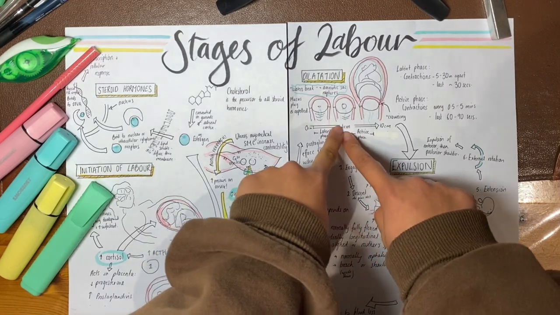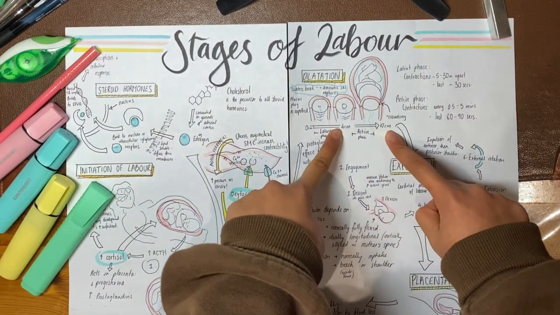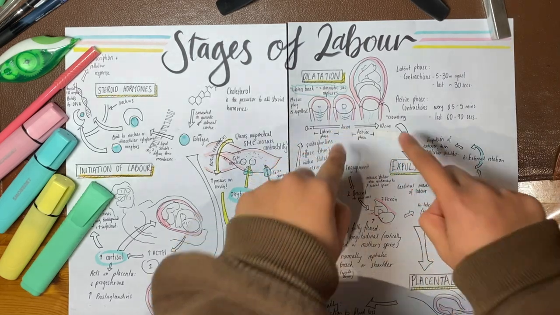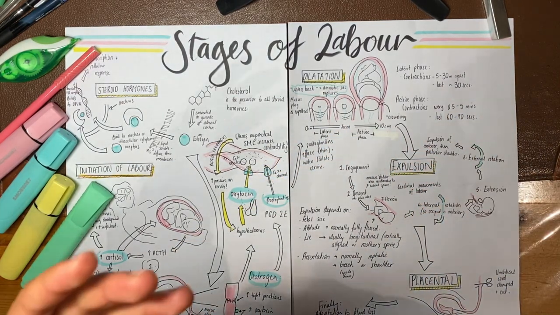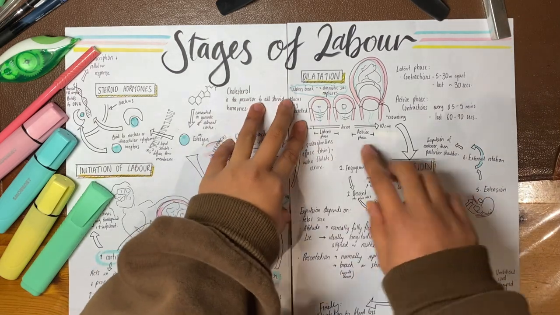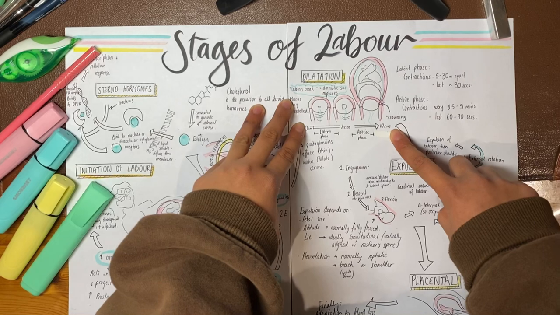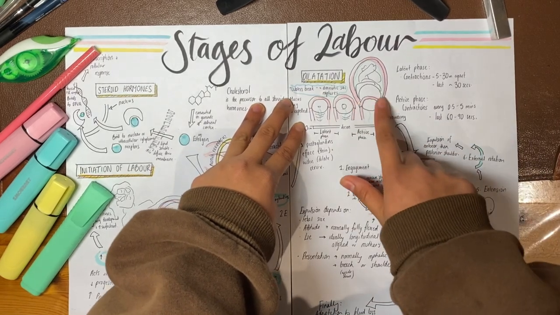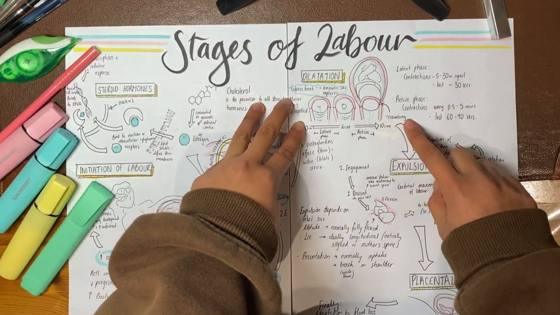Then, as the cervix progresses to dilate to 10 centimeters, we enter the active phase, which is where contractions begin every 0.5 to 5 minutes and last 16 to 90 seconds. So now they're longer contractions, but they're less far apart. 10 centimeters is considered the full dilatation of the cervix, and that's when usually the baby's head can be seen. This is known as crowning.